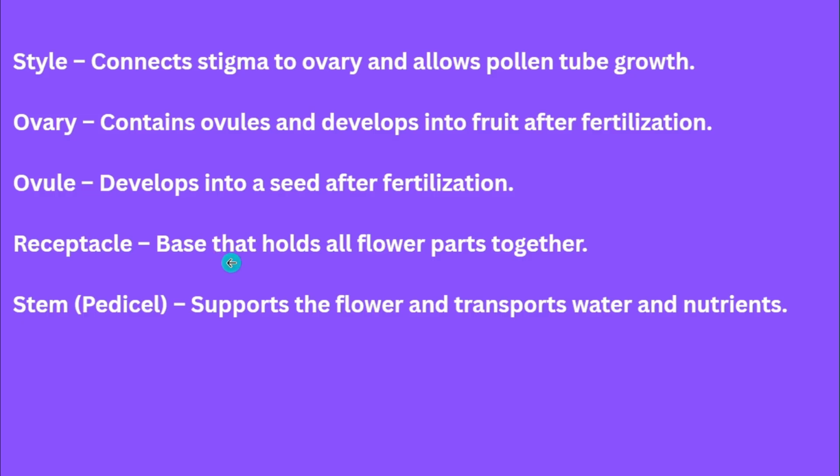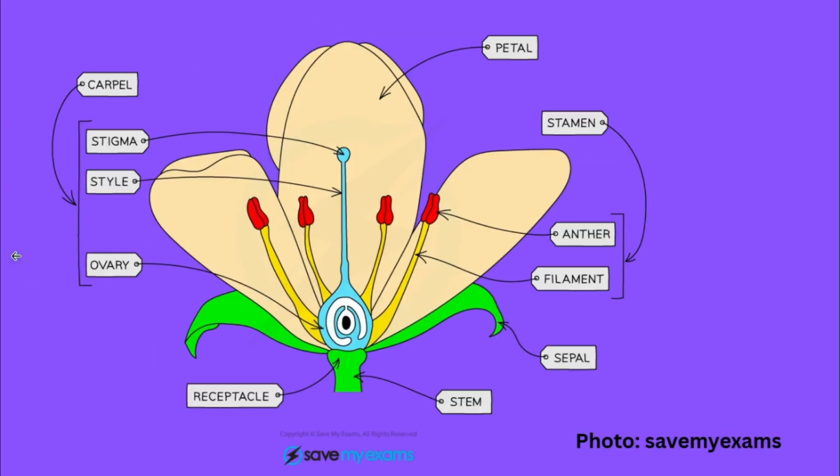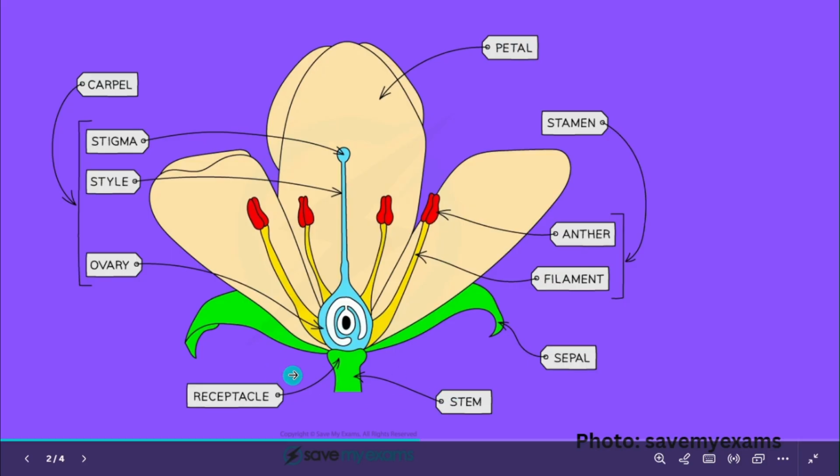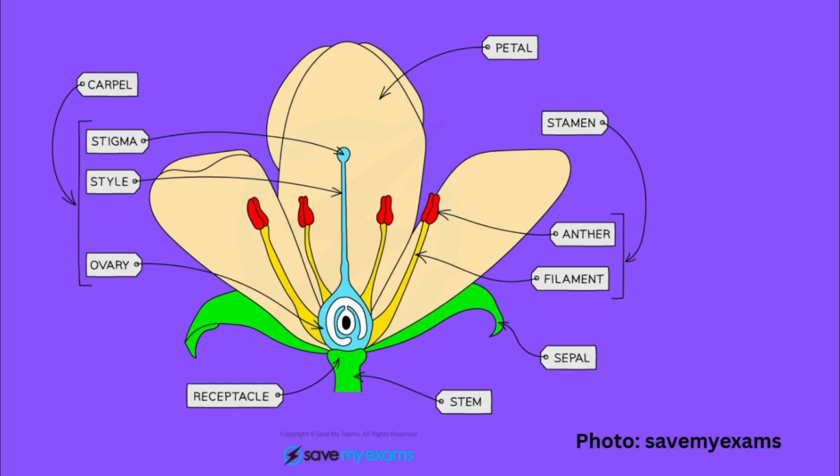And the receptacle is the base that holds all the flower parts together, and then the stem also supports the plant and transports water and nutrients. So basically, these down here just serve as supporting structures for the flower. But essentially, the flower is relatively simple. In CSEC biology, you just need to know its function and understand that once you see a question about the flower, we're talking about sexual reproduction taking place.